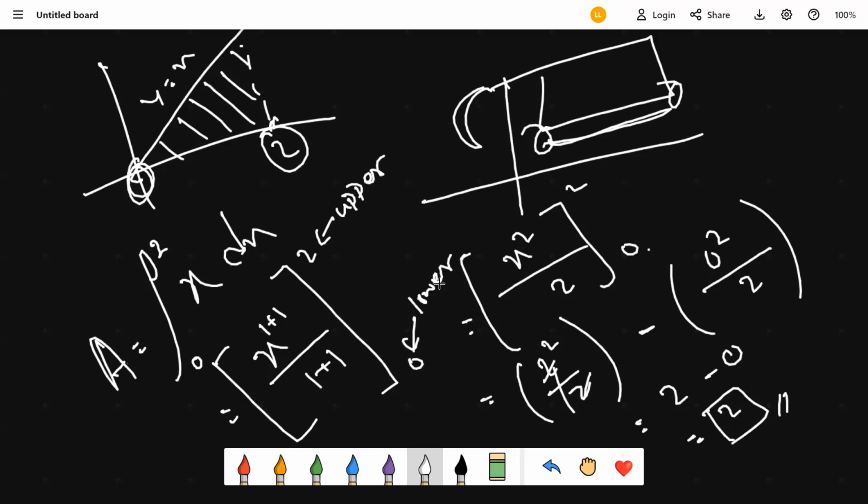Now, we place the upper limit once in the expression and find the value. Then we subtract the value which we found using the lower limit. I mean, we have to place both limit values in the expression, find them individually, and find the difference between them. And finally, we get the area between two regions or two points.